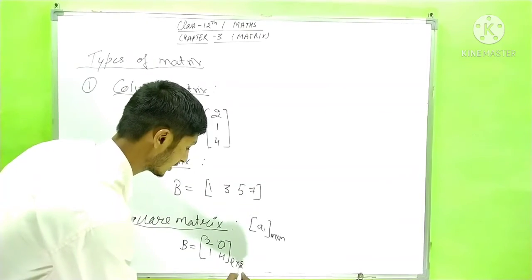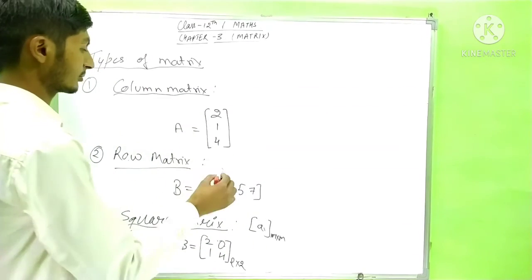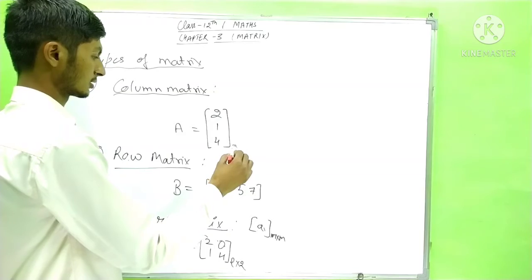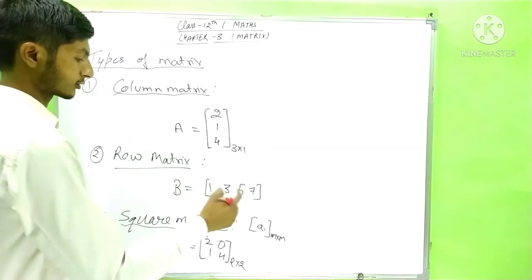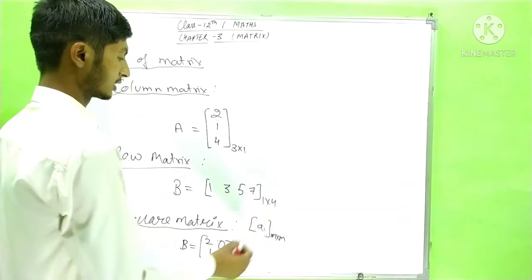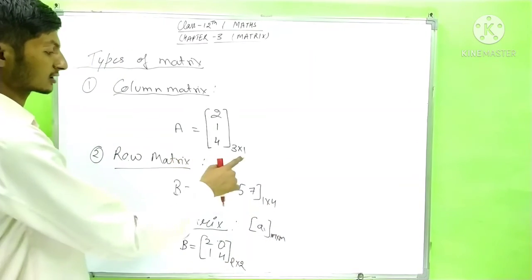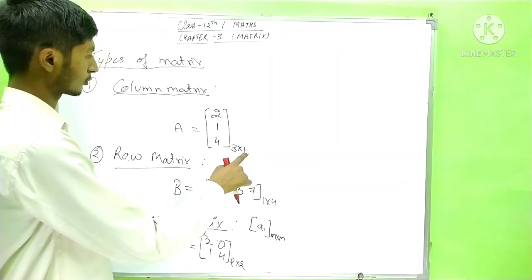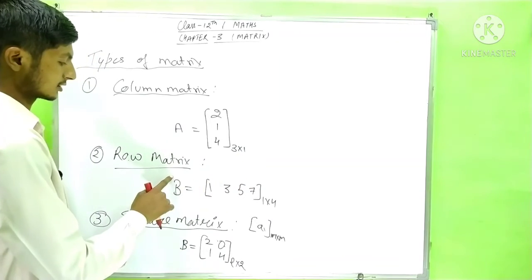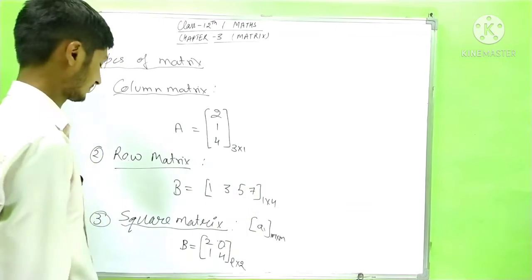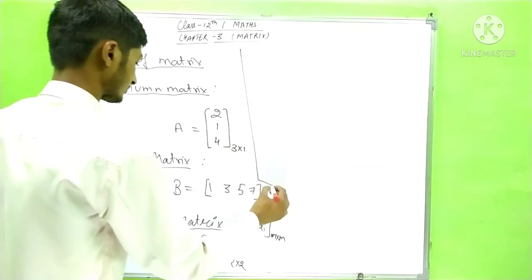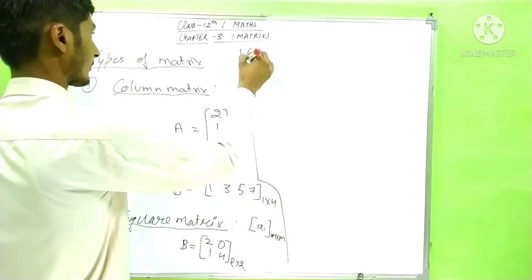by 2, and the order of the column matrix is 3 by 1, and the order of this row matrix is 1 by 4. In this column matrix, the number of columns is always 1, and in this row matrix the number of rows is always 1.